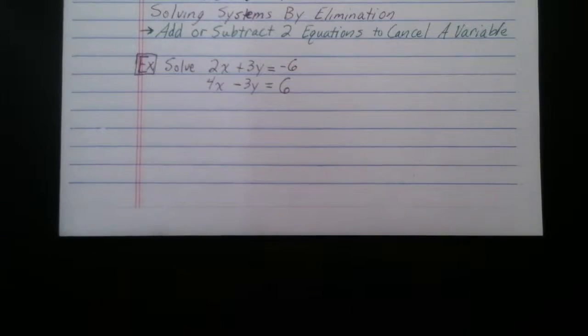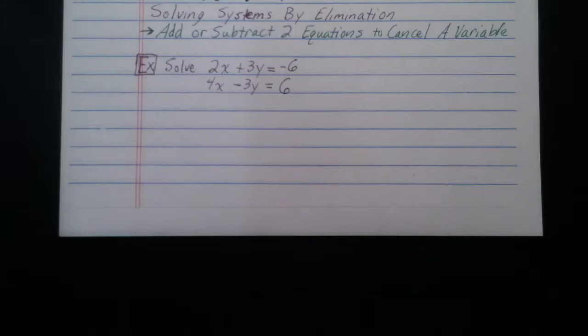Alright, in this video we're going to finish up section 4.1 by looking at the last method we use to solve a system of equations, and that is by what we call elimination. In elimination, we either add or subtract the two equations we're given in a system in order to cancel or eliminate one of the variables, resulting in an equation that only has one variable left, either the x or the y, which is very easy to solve then once it's down to one variable.